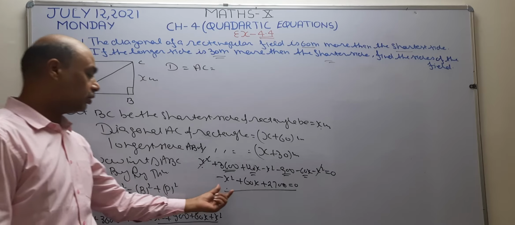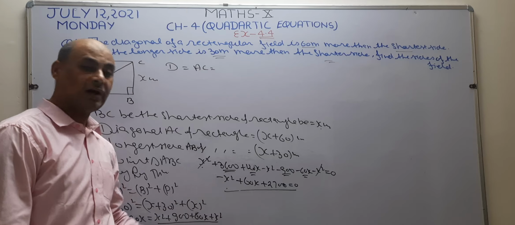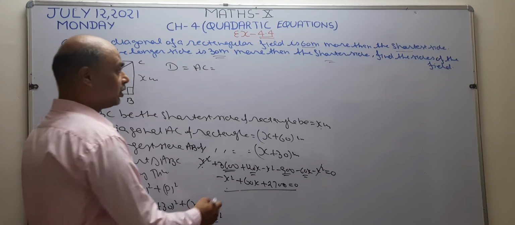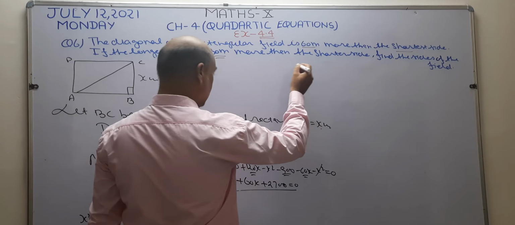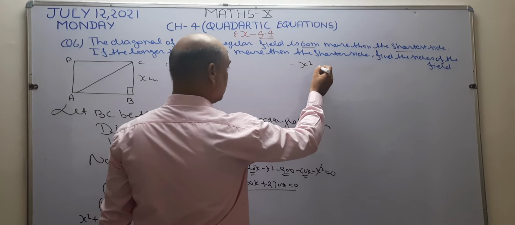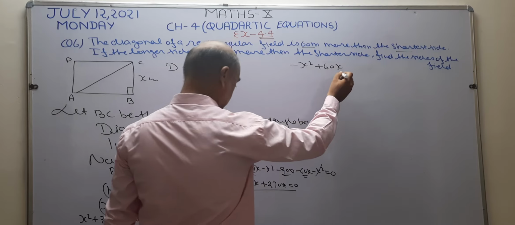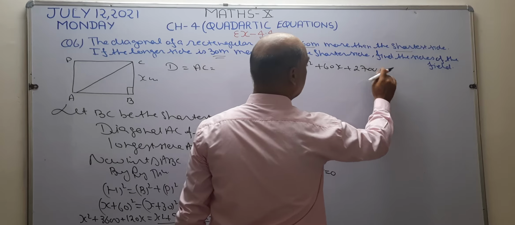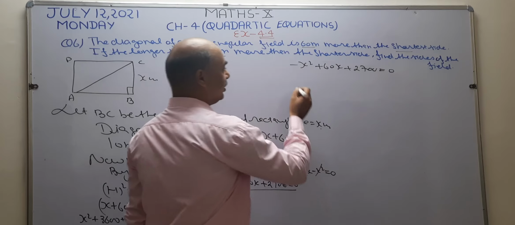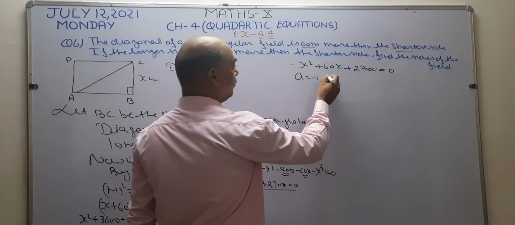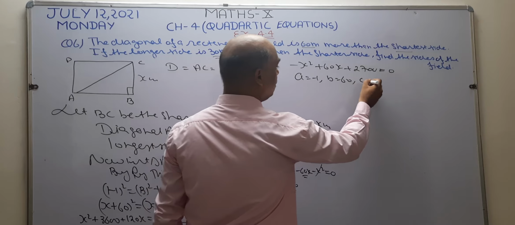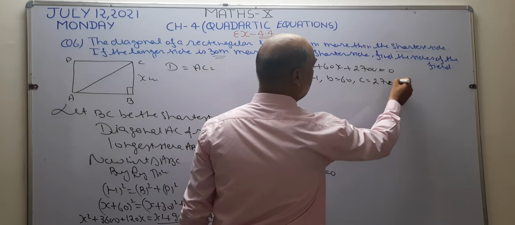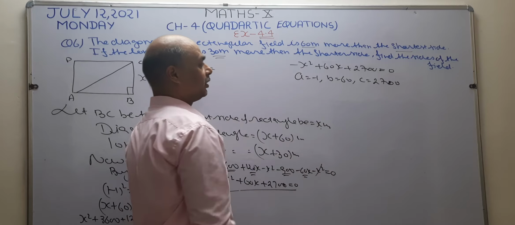Now I want to solve this quadratic equation by using the quadratic formula. Okay? I am going to write this equation here. Minus x square plus 60x plus 2700 is equal to 0. What is a? a is minus 1. What is b? b is 60. What is c? c is 2700. Okay? By comparing with its standard form.